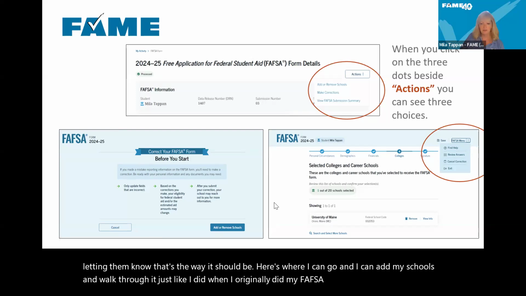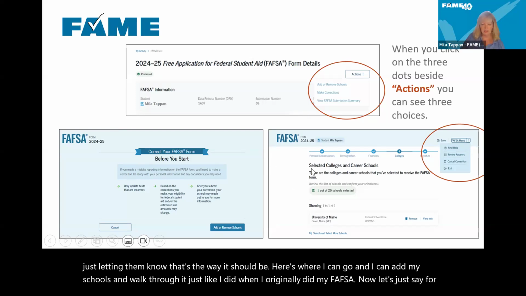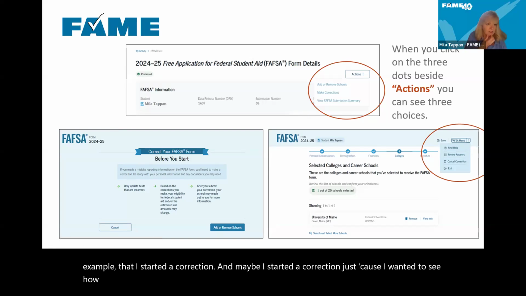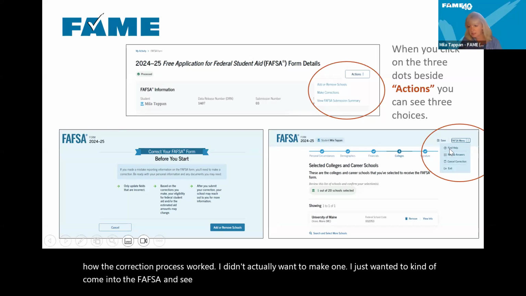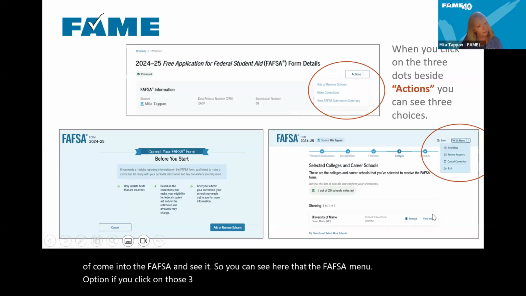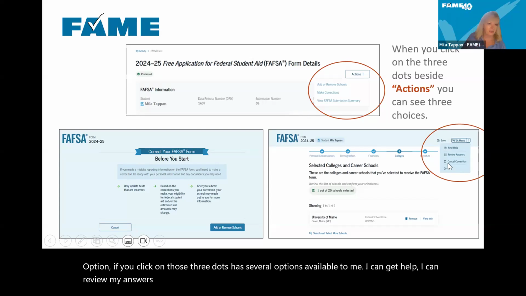Now, let's just say, for example, that I started a correction, and maybe I started a correction just because I wanted to see how the correction process worked. I didn't actually want to make one. I just wanted to kind of come into the FAFSA and see it. So you can see here that the FAFSA menu option, if you just click on those 3 dots, has several options available to me. I can get help, I can review my answers, or I can delete my correction.